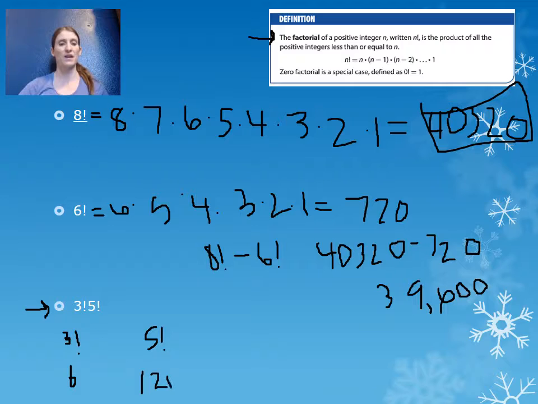My goodness, that was kind of silly. But okay. So now we do 6 times 120. And so 6 times 120 is 720. And that is our answer for 3 factorial times 5 factorial.